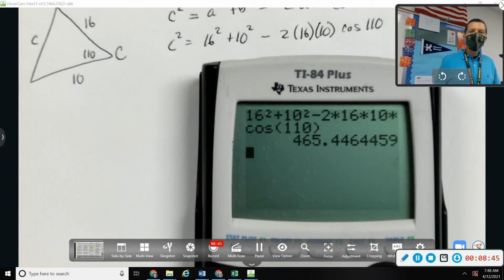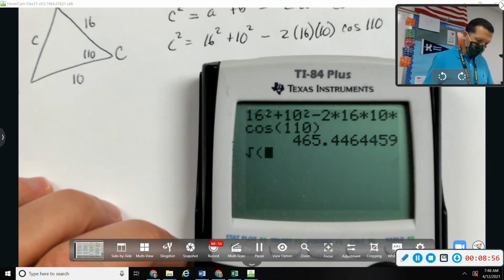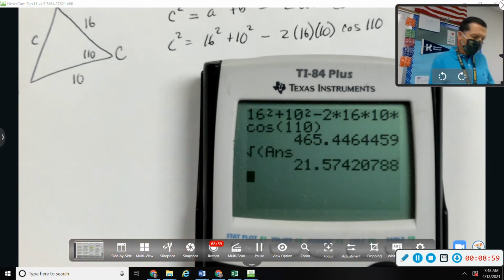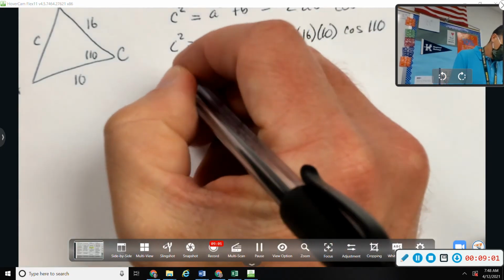Here's about the only problem for this one. So does C equal 465? No. What do I need to do? Square root that. C squared equals that. So square root of that, 21.574.